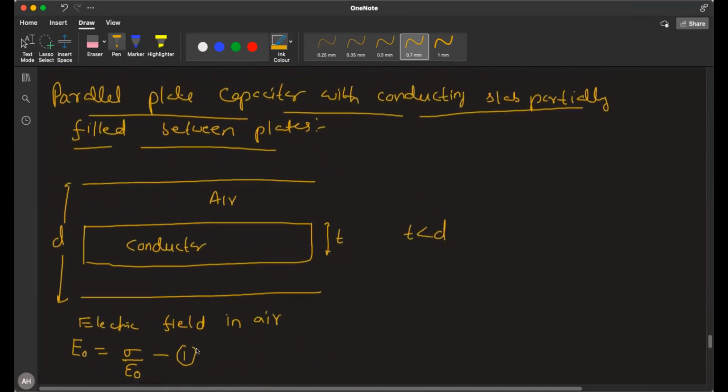Note it down. Then we'll do a few numericals now. Sir, what is the difference from the previous case? In the last case, you had dielectric. Here you have conductor. That's the difference. In dielectric, field is sigma by K epsilon naught. But if you have conductor, then field is sigma by epsilon naught.